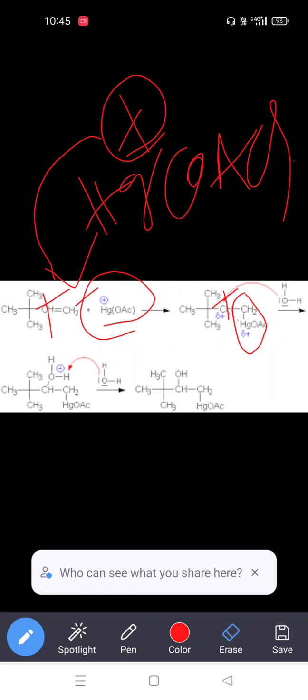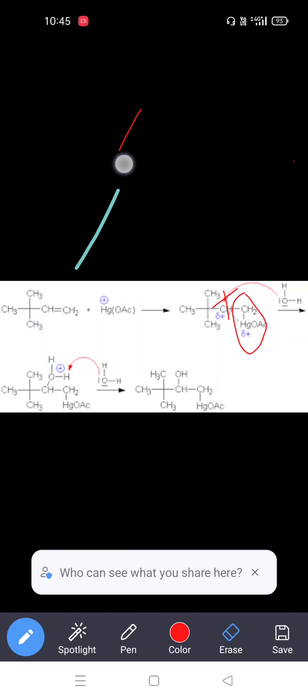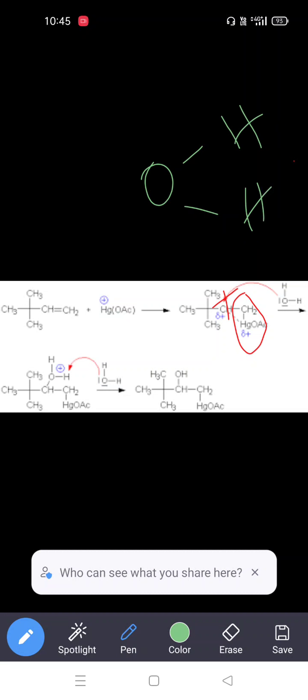And then what is happening? The OH minus in the water molecule is a polar, highly electronegative molecule. The carbocation, the positive charge, is attacked by this nucleophile. So finally we are getting this product. So after that, this intermediate we are getting.